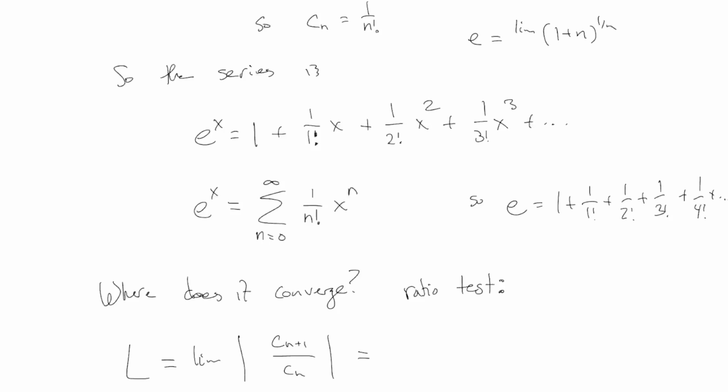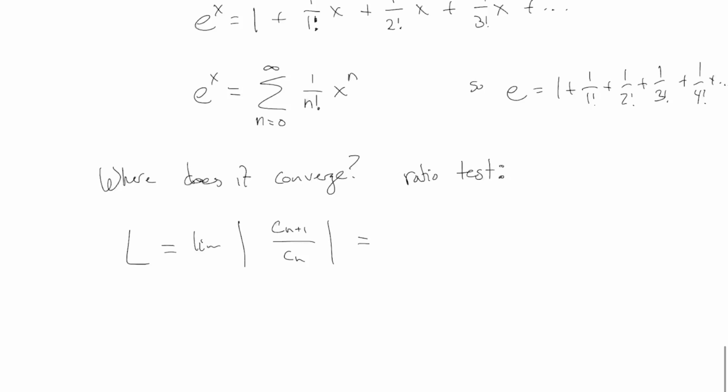sorry, I should have written a's rather than c's. It's not just c's that I want, because you'll see what I mean. The a's include the x also, and that's important. You need to include the x because finding where it converges is all about the x, right? So you must include the x's also. a_(n+1) is 1 over (n+1) factorial times x to the n+1. That's a_(n+1), and then I'm going to divide by a_n, which is 1 over n factorial times x to the n, right?